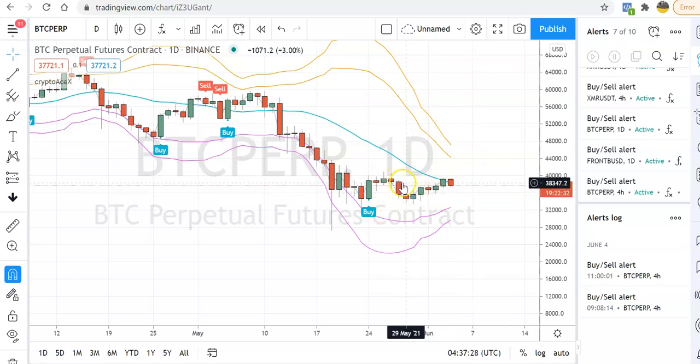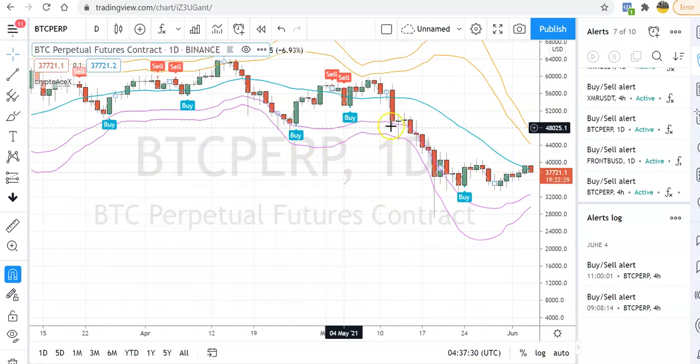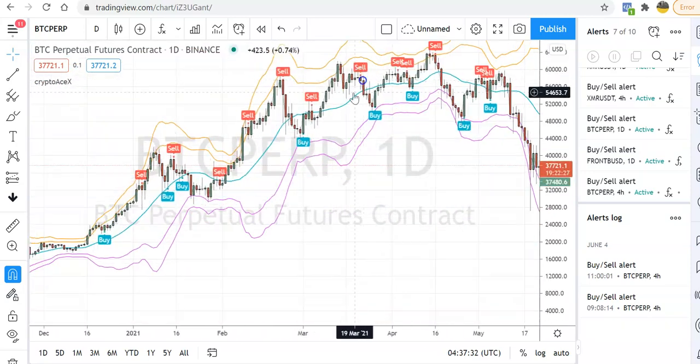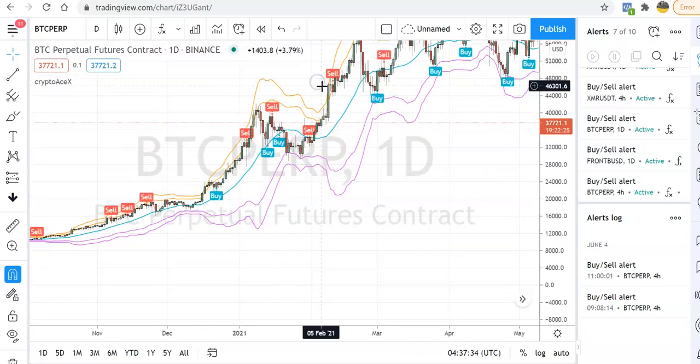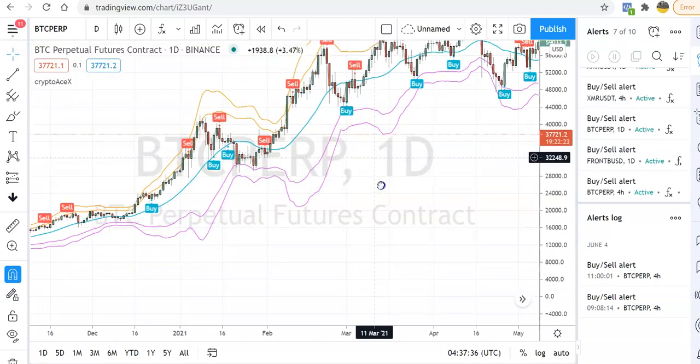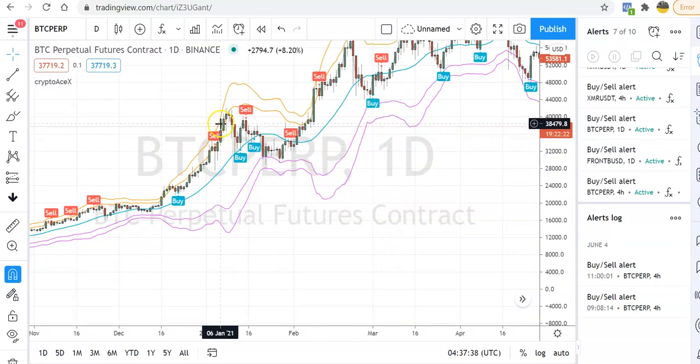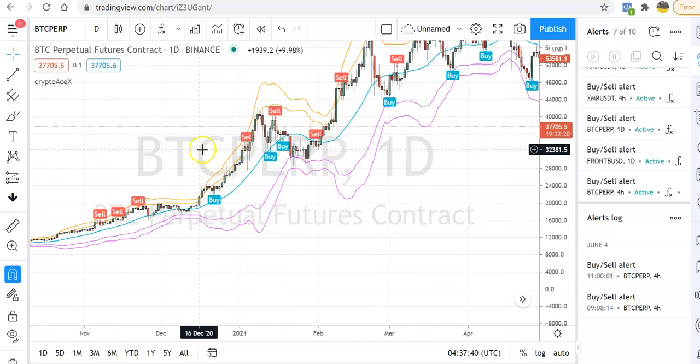Okay, so that's on the daily charts as swing trading. You can see a lot of these moves. We're not going to get them all, but the ones we do get, they're very, very powerful.